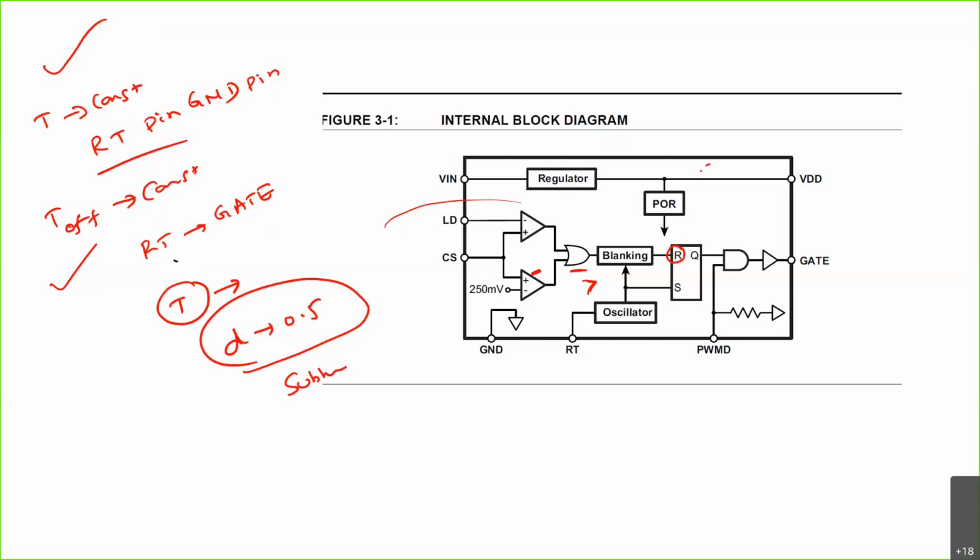So how do you prevent the subharmonic oscillations? By doing slope compensation. We need to add some external, artificial slope to the current sense waveform. This slope will improve the stability of the converter. So that is the drawback when you keep T constant.